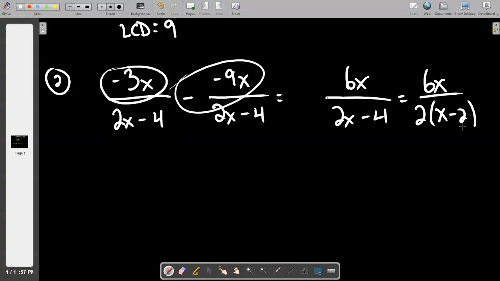And so we realize now that that 6 that's on the top, since it's attached by times, and the 2 on the bottom, since it's attached by times, I can divide them both by 2, resulting in a 3 and a 1. And your final answer is 3x over x minus 2. Good so far? Nothing to it?